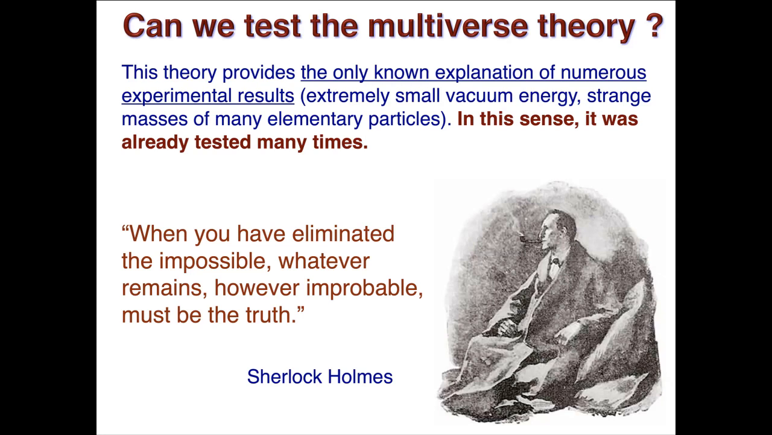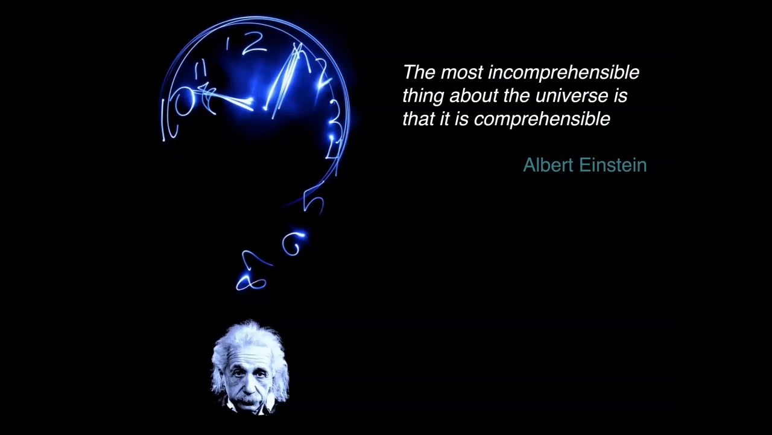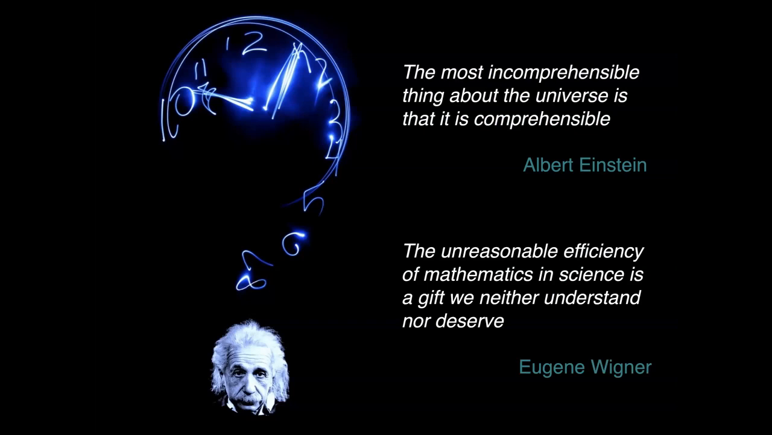So we need to learn how to use these tools because they are controversial tools. Once we got the tools, we need to learn the rules of the game. And I will finish with something which may seem completely ridiculous. Albert Einstein asked a question, saying that the most incomprehensible thing about the universe is that it is comprehensible. Okay? Why does the universe obey rules of mathematics? This was later repeated by Eugene Wigner, who said that the unreasonable efficiency of mathematics in science is a gift we neither understand nor deserve.